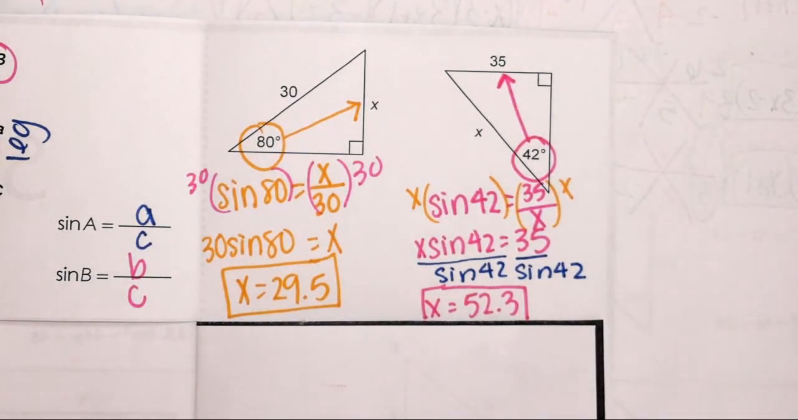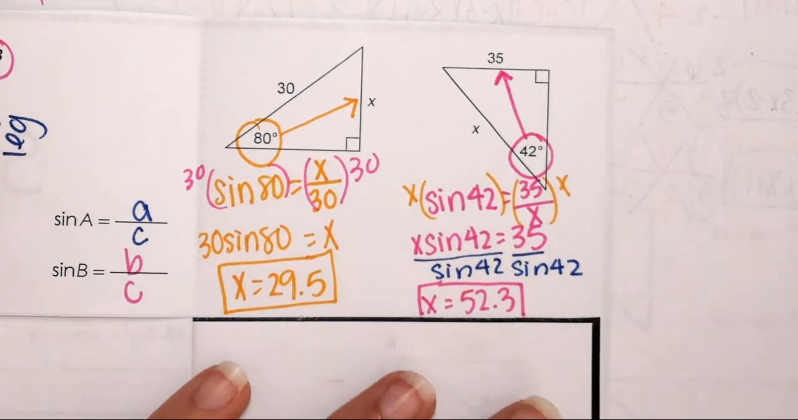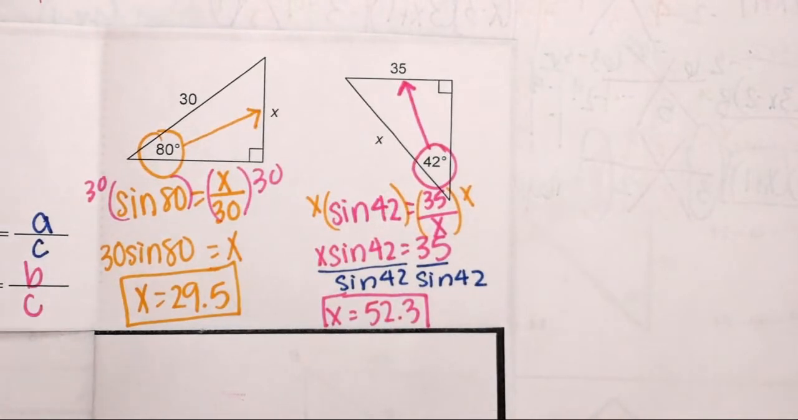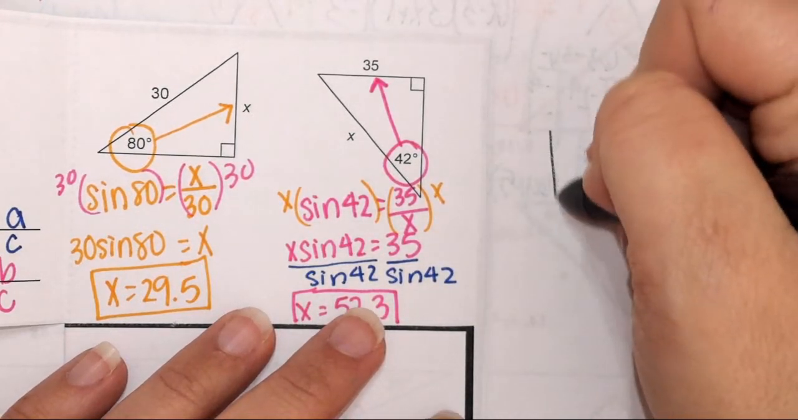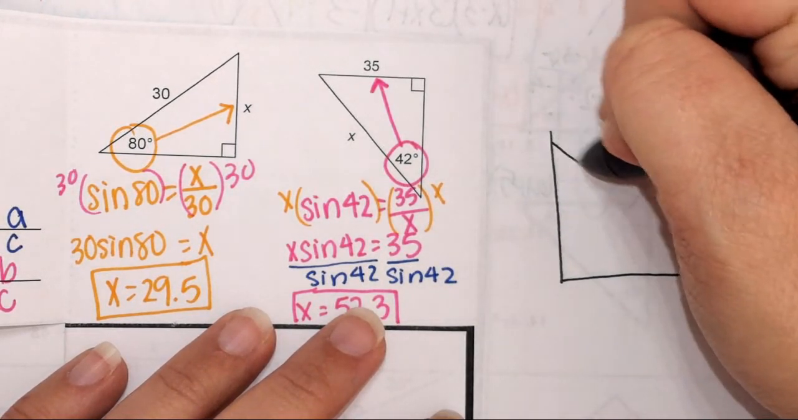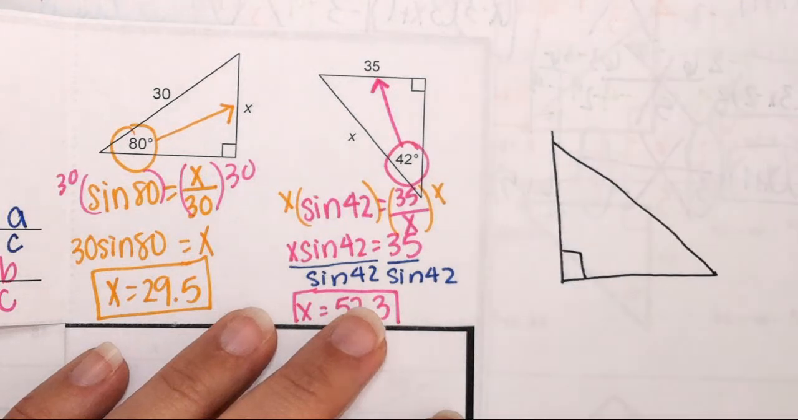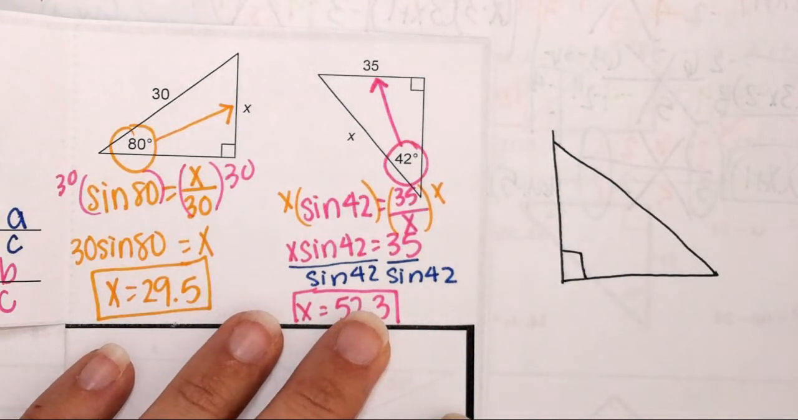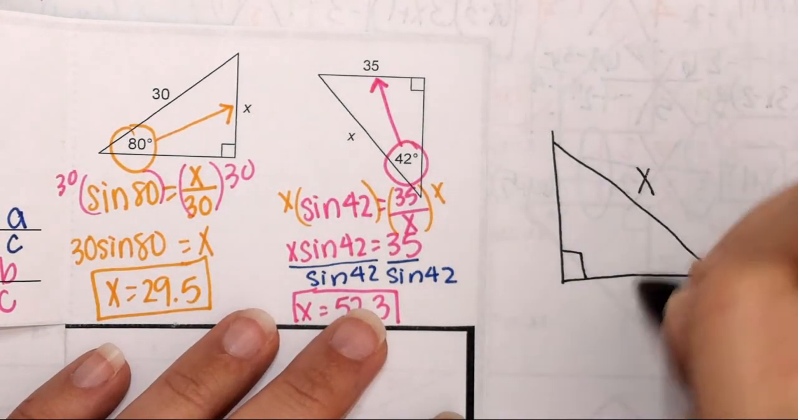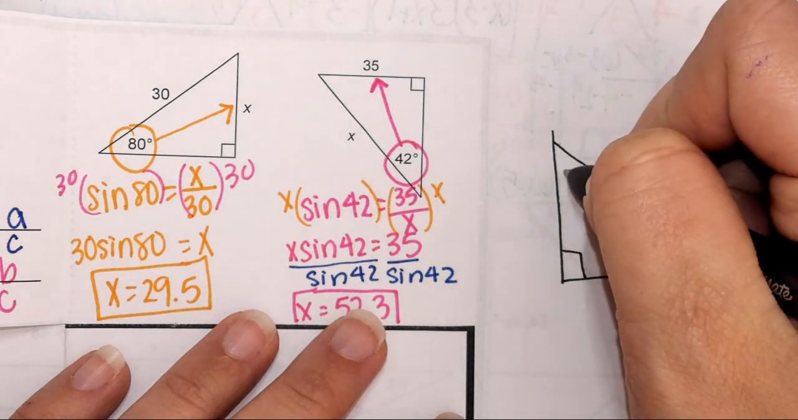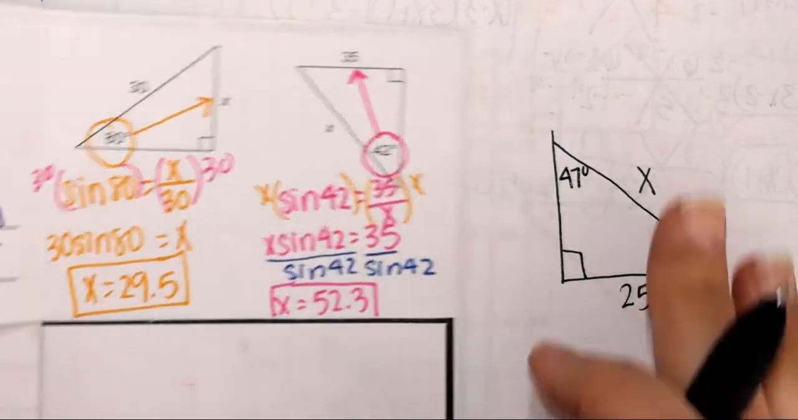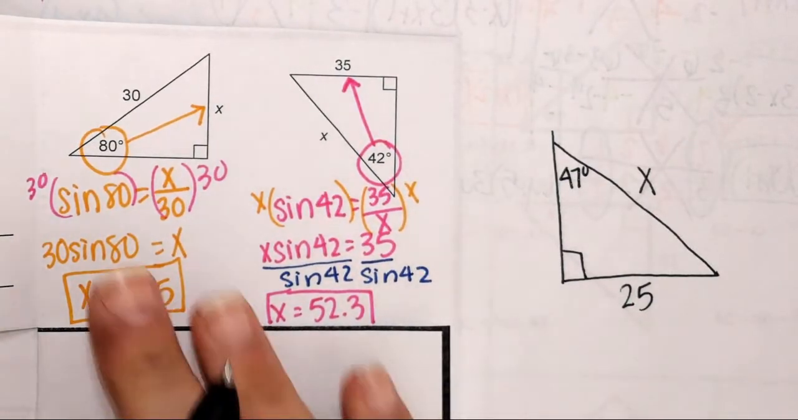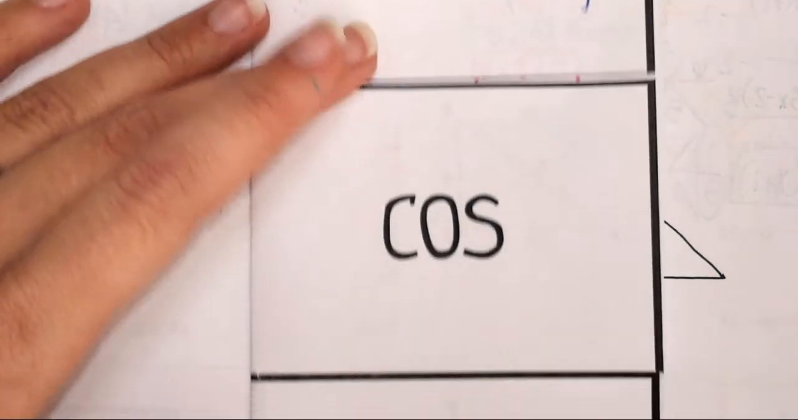Now the extra problem that I want you to work on tonight, that is your homework, for this section, for sine, looks like this. We have x, we have 25, and we have 47 degrees. That's your homework problem. If you need to pause the video here because you want to work it out, that's fine. Moving on to cosine.